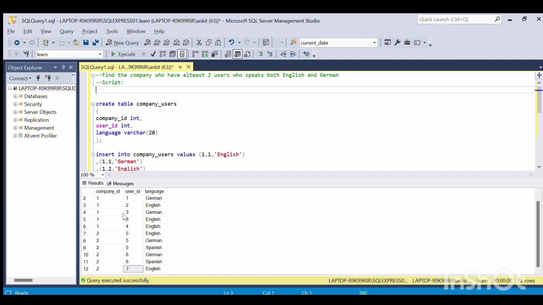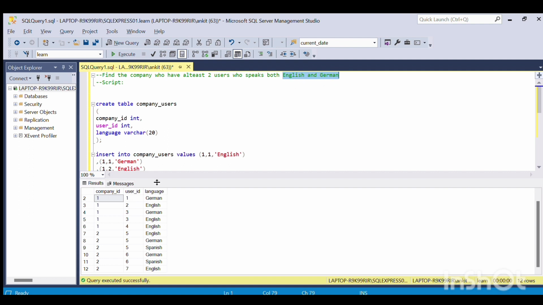So here we are given a table. In this particular table, we are given three columns, right? The company column, the user ID, and the language the users know. So what the question says is that we need to find the company that has at least two users who speak both the languages, English and German. So we need to spot the companies where there are at least two users who know both languages, English and German.